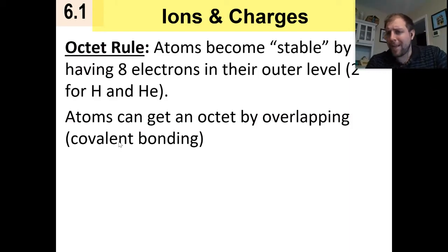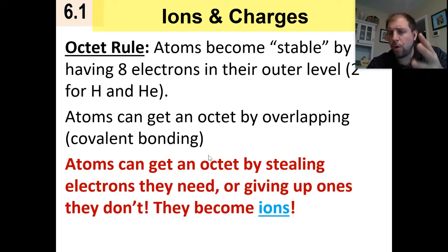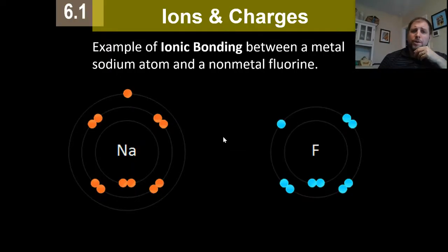Now, all atoms want to have 8 outermost electrons. This is why metals and nonmetals will give up or steal electrons, respectively. This is what ionic bonding is all about. If you get metals and nonmetals together, the metal will give up electrons in order to get an octet, and the nonmetal will steal electrons in order to get an octet.